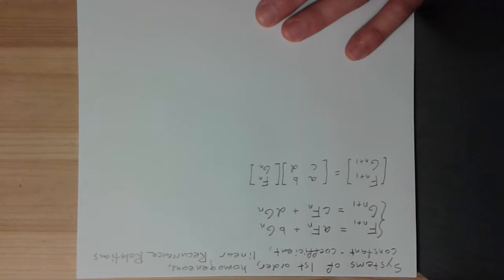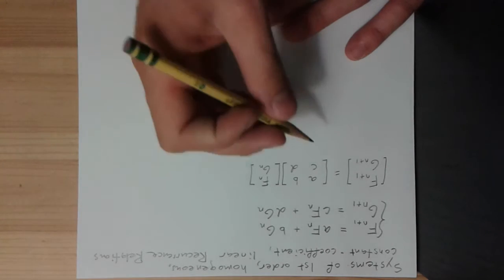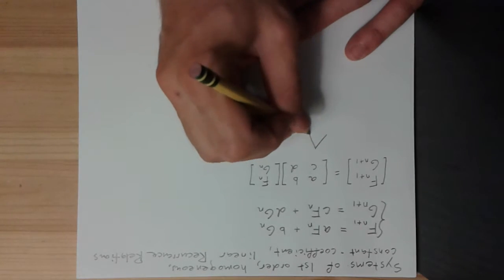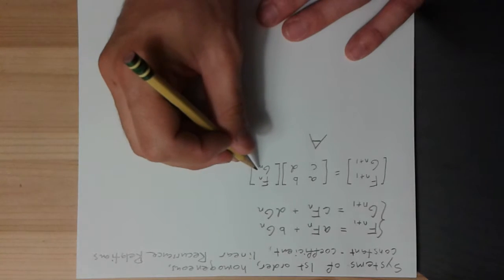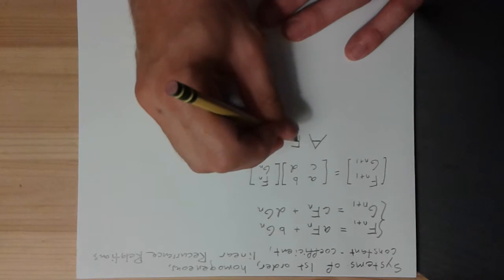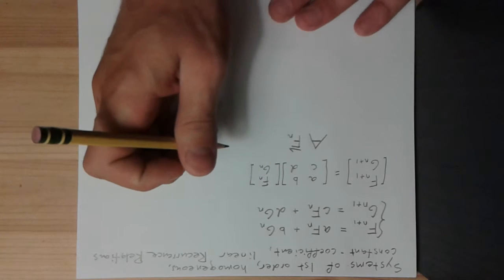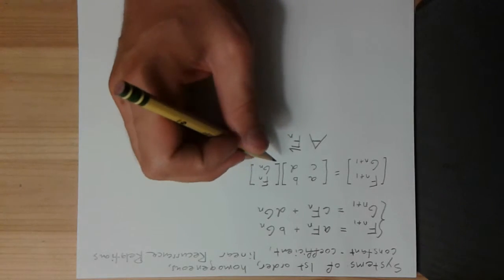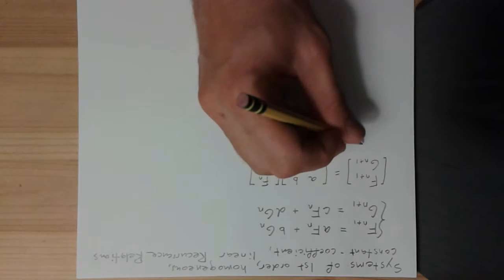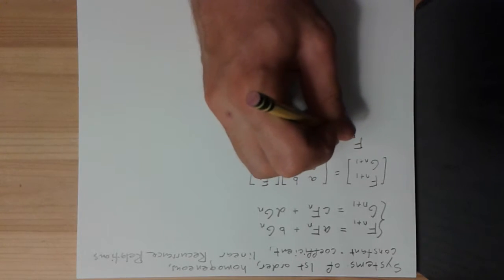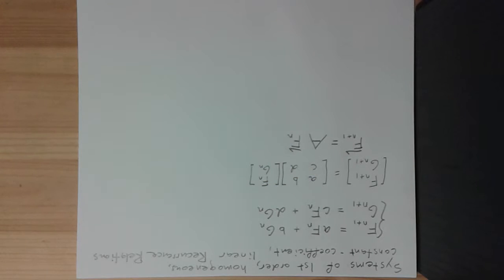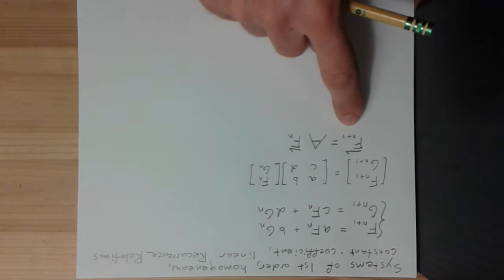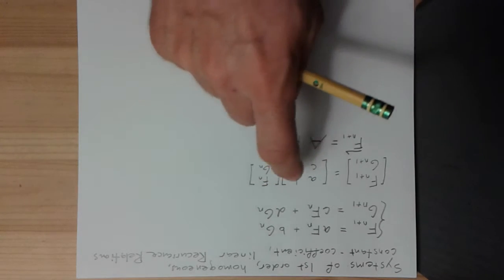So I'll just introduce some notation here that I'll use throughout the next videos. I'll call this matrix capital A, and I'll call this column vector here f_n with an arrow on it. So this is the vector containing f_n and g_n. And then that just makes this one over here f_{n+1}, the vector. So this is a much more succinct way of writing this same thing.